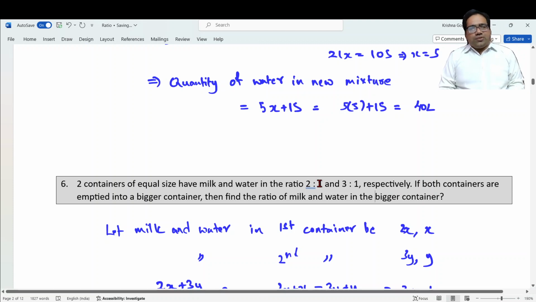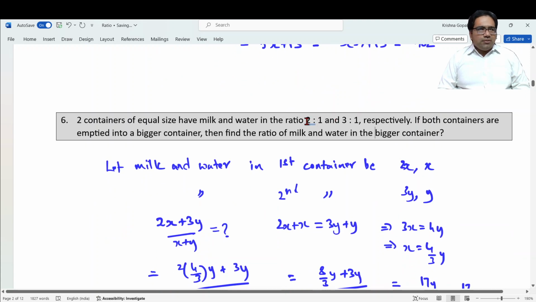Okay. So 2 is to 1 is the first ratio. Let's assume the amount of milk in the first container is 2x and the amount of water is 1x. Okay, 2x and 1x let milk and water be in the first container. Similarly, the second is in the ratio of 3 is to 1. So we cannot say 3x and x in this case. Here, because two containers are of equal size, we can still take it, but otherwise it is safer to assume that it's different. Instead of x, we can take it as y. Okay, 3 is to 1, so 3y and y.